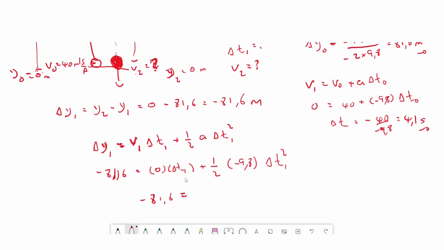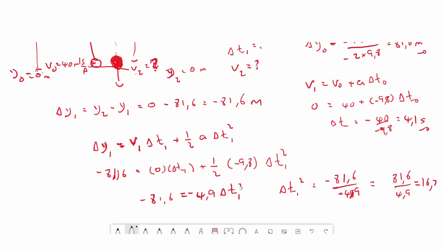It's 4.9, right? This is 4.9 minus 4.9 delta t squared, right? So what you're then going to do is say delta t1 squared is, let me do everything here so that you understand, minus 81.6 divided by minus 4.9, right? And then this is 81.6 divided by 4.9, and whatever the value is, this is about 16.7, all right?